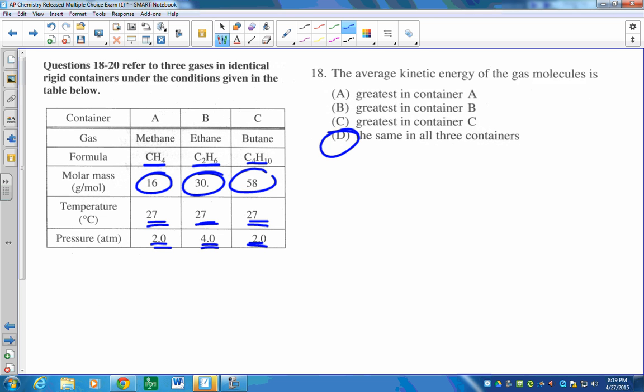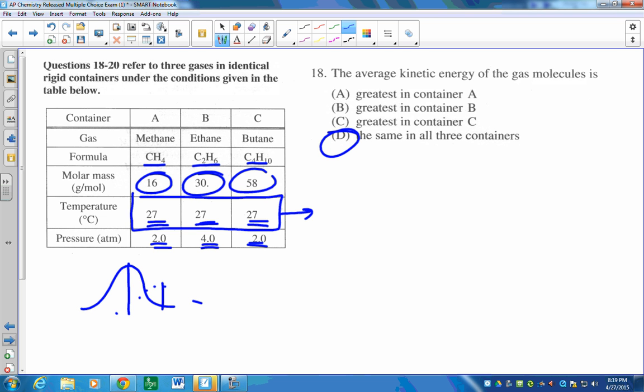Why? Remember this curve? If you have gases at the same temperature, oh, I can't say that. Refer to the identical. I mean, I need to be careful. No, I'm okay here, I think, because if they have the same temperature, they have the same kinetic energy. So the answer is D.